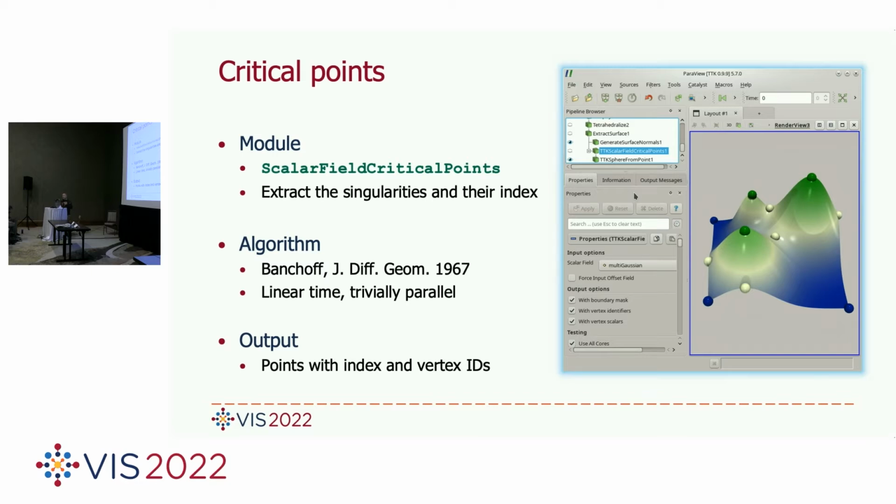The algorithm's actually really trivial to implement. It's a linear time algorithm. We go through each simplex or each vertex one at a time, and we just detect locally, are you a critical point or not? So this is nice, fast, straightforward to do, but it already gives you a working tool that tells you a very high-level summary of the data.